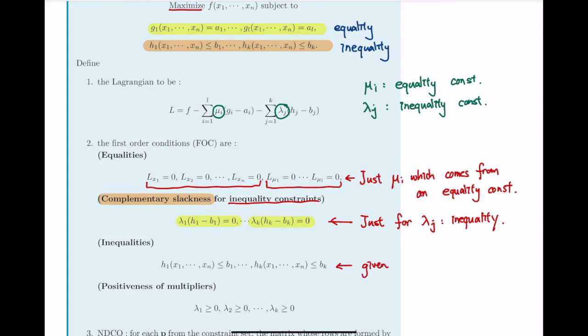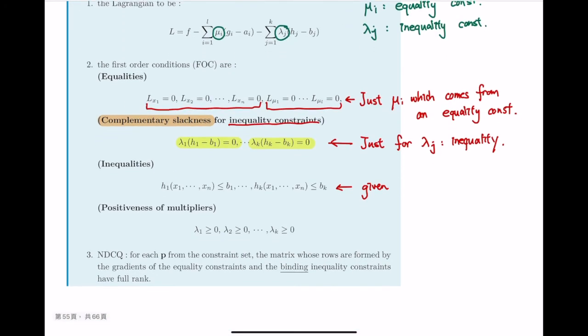And finally, the non-negativity of the Lagrange multipliers. But remember, we only require the lambdas to be non-negative. We don't require the mu to be non-negative. So only for lambda_j, because lambda_j comes from inequality constraints. We don't have such a requirement for mu_i, because mu_i comes from equality constraints.